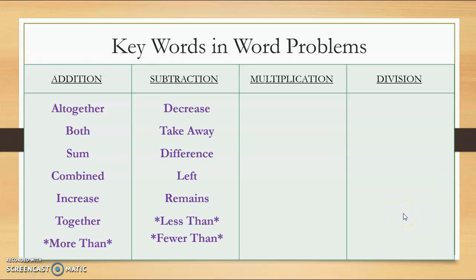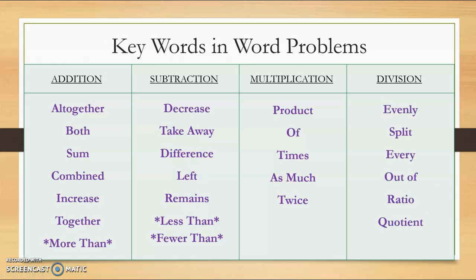For subtraction, we have words like decrease, take away, difference, left, remains, or less than or fewer than. Again, those asterisks are there because sometimes those may actually imply the inequality that needs to be used. Again, it just depends on where it is in the word problem. For multiplication, we can see things like product of, times, as much, or twice. And that twice would imply that we are multiplying by 2, right? We could see even triple. That would mean we were multiplying by 3. For division, we have words like evenly, split, every, out of, ratio, and quotient.